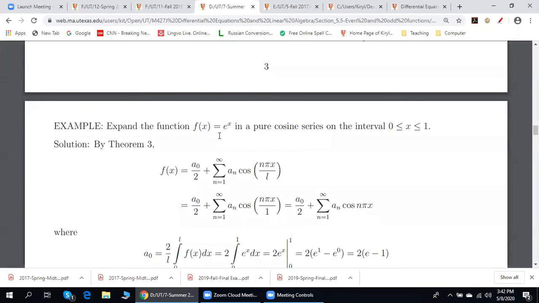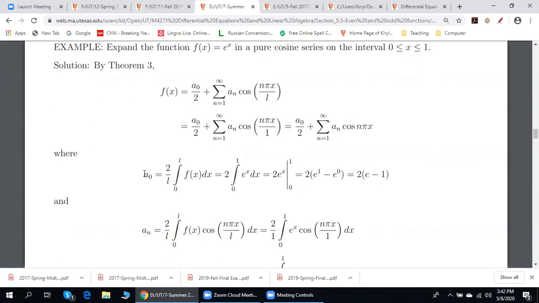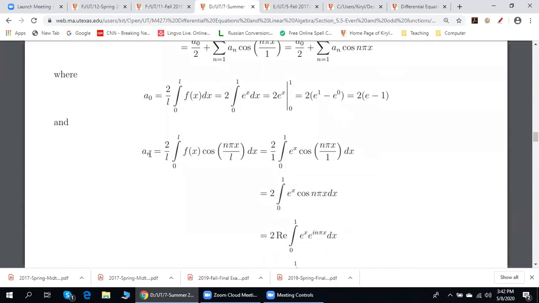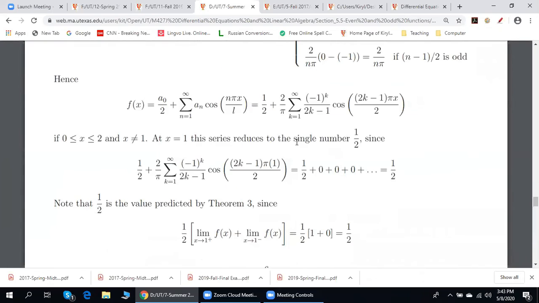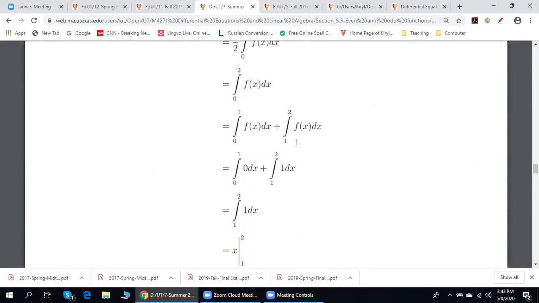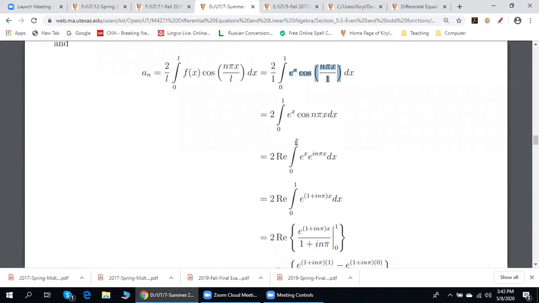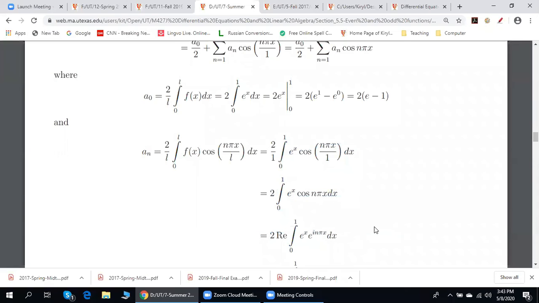So now basically same idea, just integration is more complicated. The function is e to x. A0 is not so hard to find. We just integrate e to x. However, for an, we have much more complicated formulas because in order to integrate this, we have to do integration by parts. It's all shown in Appendix 2. The author offers a different approach here, but you don't really need this method.